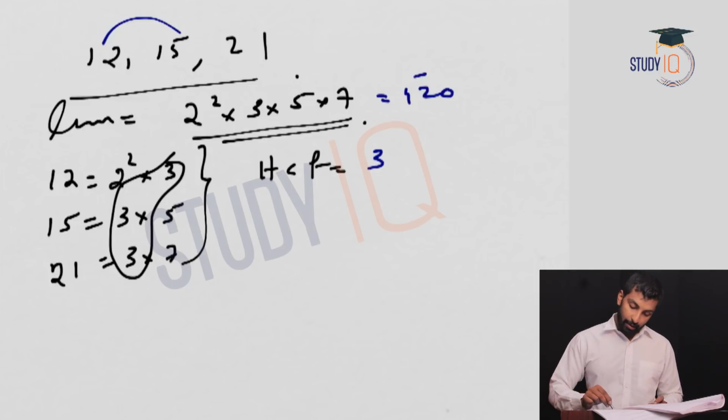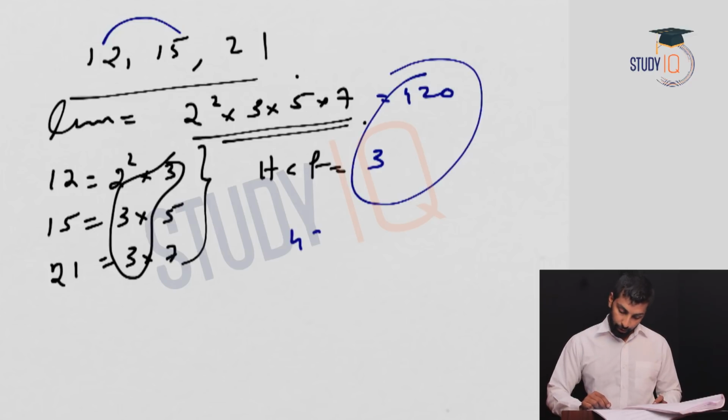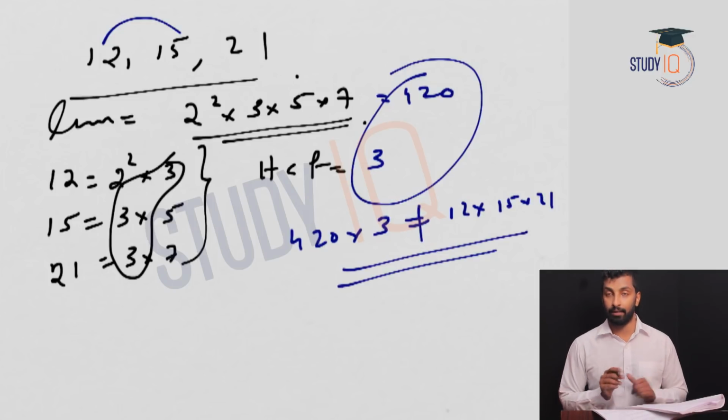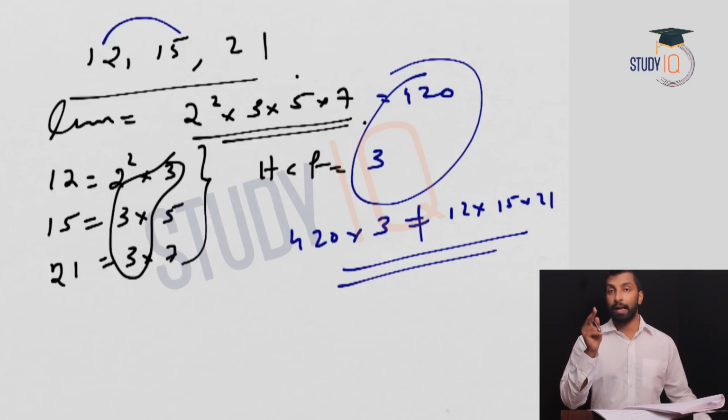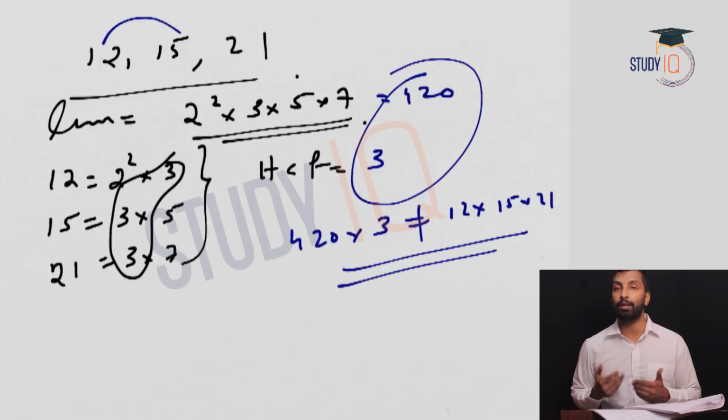So now you can multiply LCM and HCF. So 420 into 3 is not equal to 12 into 15 into 21. You can do this calculation, but there is no need to do it. This is not equal, I know this, right? So if there are three numbers, the rule is not applicable. LCM into HCF will not be equal to the product of the numbers. But if it is two numbers, the product of LCM and HCF will be equal to the product of the two numbers, and based on that you will get questions.